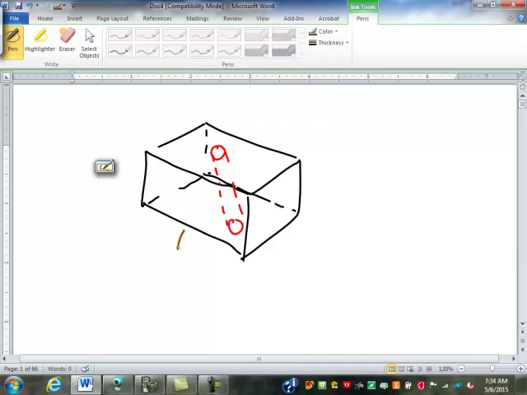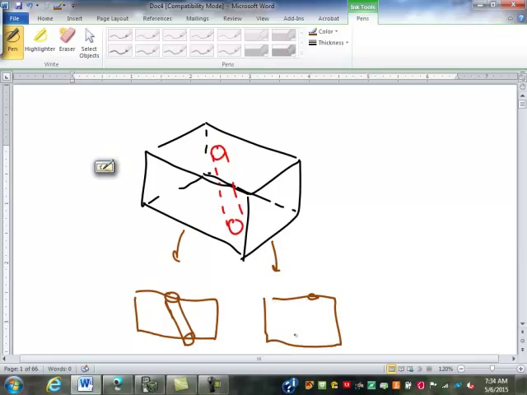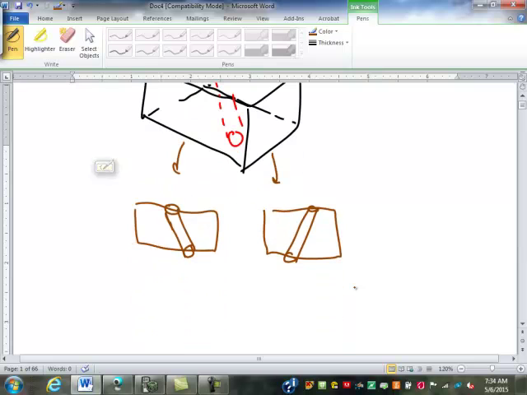So if we're looking at this from the front view, it's going to look something like that. From the end view, looks something like that. The information I'm going to give you about it is this. This depth here is 0.75 inches.